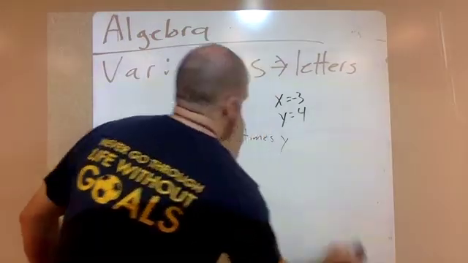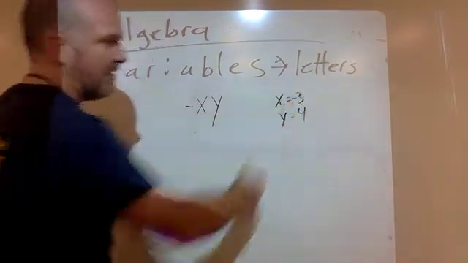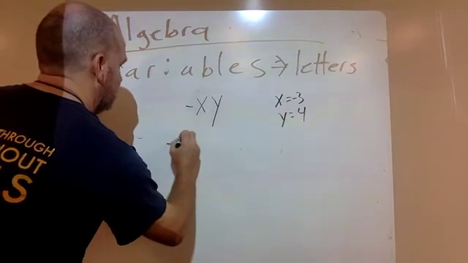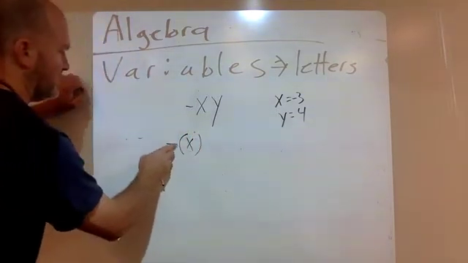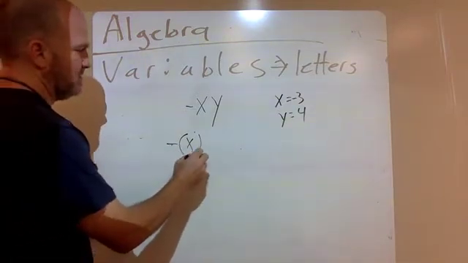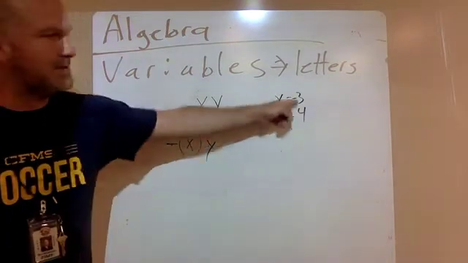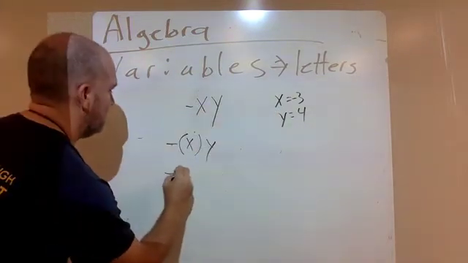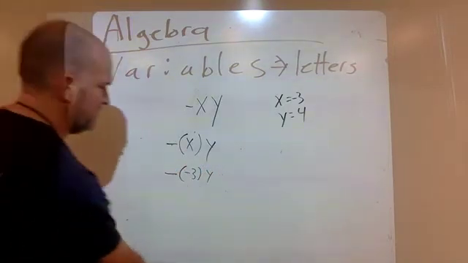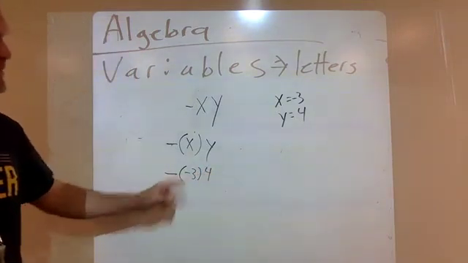So when we substitute in, x is already negative. It's negative 3. So this is like the negative of x. I think it's easier if you put x in its own parenthesis. Say the negative of x times y. What is x? X is negative 3. So it's the negative of negative 3 times y. We could substitute in for y right there too. Y is 4. So it's the negative of negative 3.